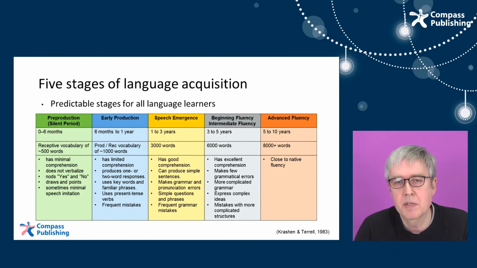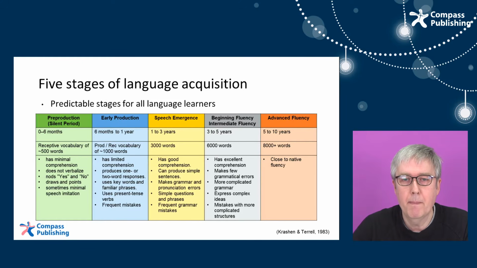But about 6 months into learning, we enter the early production phase. So the next 6 months is that early production phase. In this stage, they have about 1,000 words of receptive and productive vocabulary. They have very limited comprehension, so they can understand at a very basic level. And they can produce 1 or 2 word responses to questions, usually using very familiar vocabulary, very familiar phrases, and only present tense, and they make a lot of mistakes.